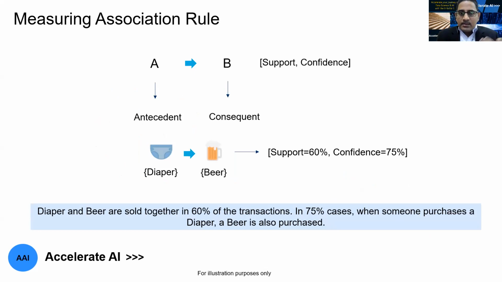And there are certain measures like support and confidence. Here, support is 60% and confidence is 75%. We will see how that is calculated shortly in the next few slides. Now, diaper and beer are sold together in 60% of the transactions. That's what support means. Out of your 5 transactions, in 60% of them, thrice, we have seen both sold together. And in 75% of the cases when someone purchases a diaper, a beer is also purchased. So that's the correlation.